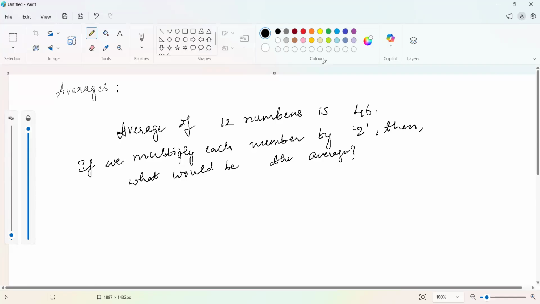You don't have to think too much here. If you multiply each of the numbers by 2, the average also will be multiplied by 2. That's all. Just multiply the average by 2. Very easy question. No need of calculation at all here. Directly you can multiply the average value by 2. So the answer is 92.